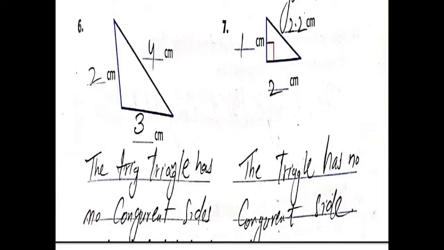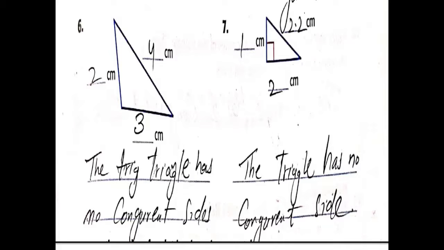Question number 6. We are going to measure the 3 sides. One side is 4 cm, second side is 2 cm, third side is 3 cm. We can see that all sides are different. No one is the same. We will write the triangle has no congruent sides. No sides are equal, all are different.